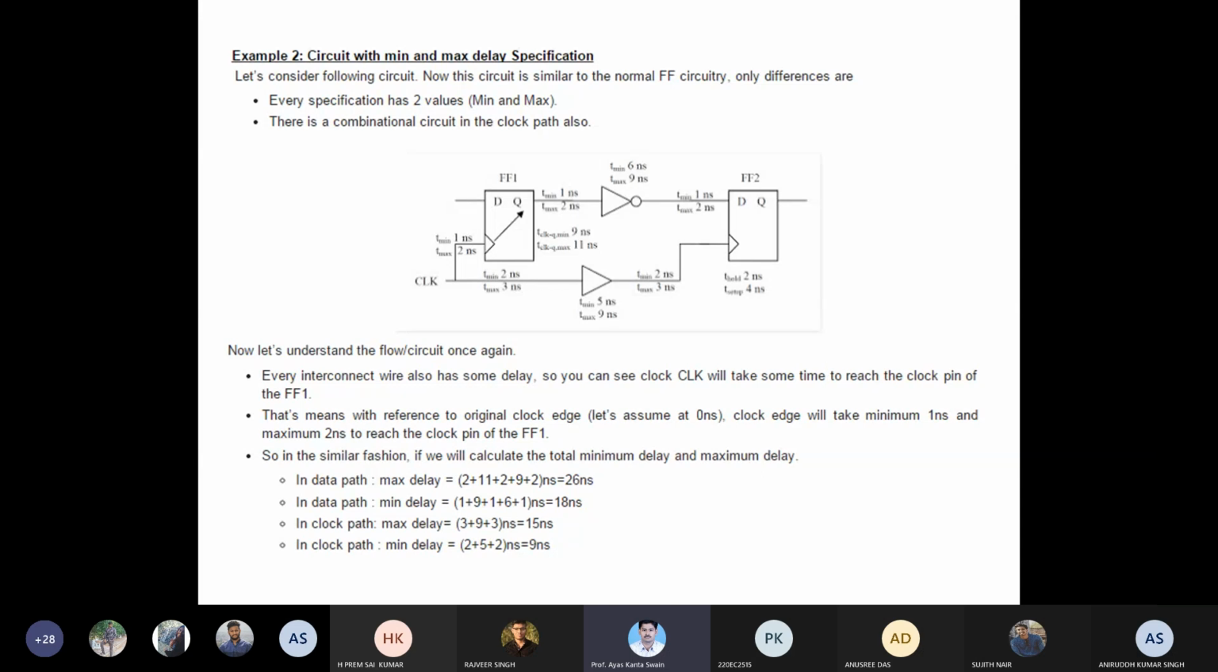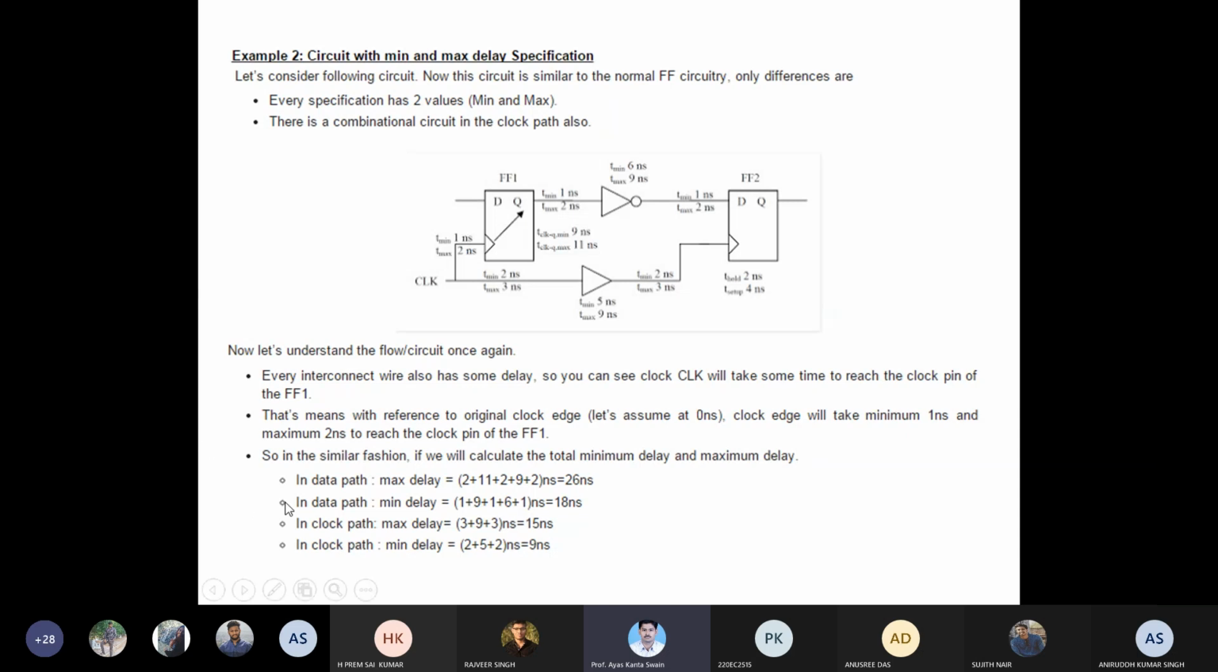Okay, so when this type of design comes, we need to look at it in order to find the minimum delay and maximum clock frequency. As there are two delays associated with each wire, we have to find the maximum delay by calculating the maximum value in the paths, and similarly the minimum delay by considering all the minimum delays in that path.